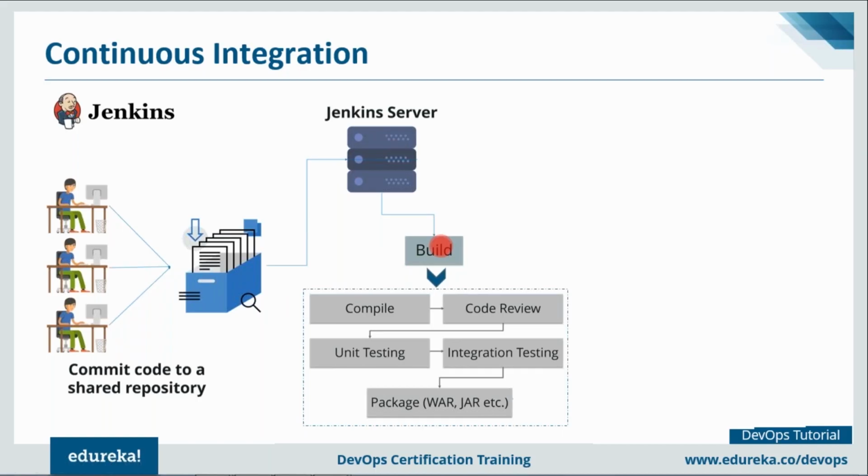Now, as I have told you earlier as well, build does not only mean compiling the source code. It includes compiling, but apart from that, there are other things as well. For example, code review, unit testing, integration testing, packaging your application into an executable file. It can be a WAR file or it can be a jar file. So it happens in a continuous manner. The moment any developer makes a change in the source code, Jenkins server will pull that and prepare a build, right? So this is called continuous integration.